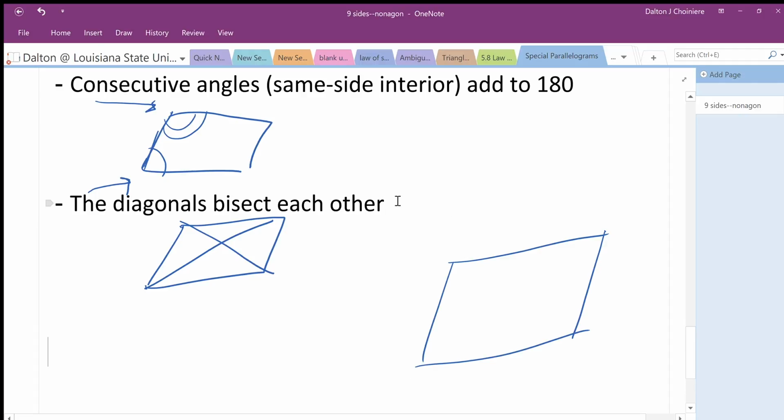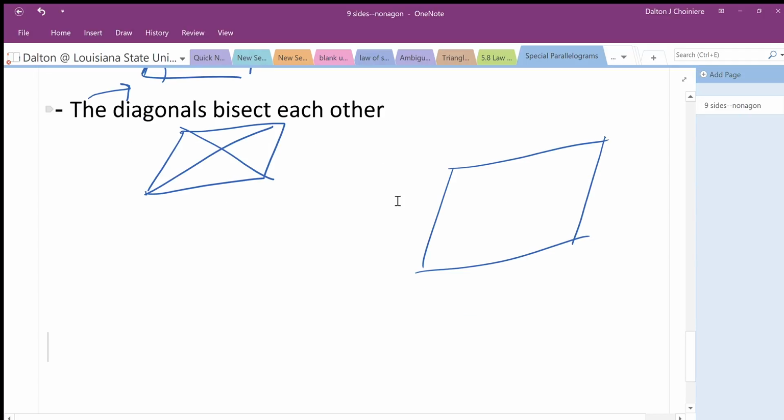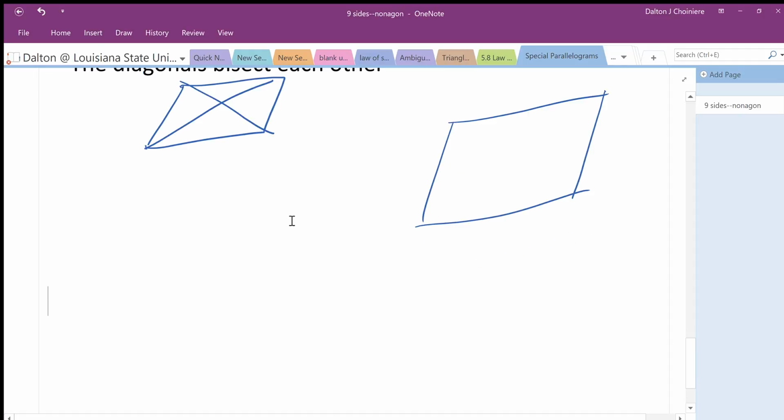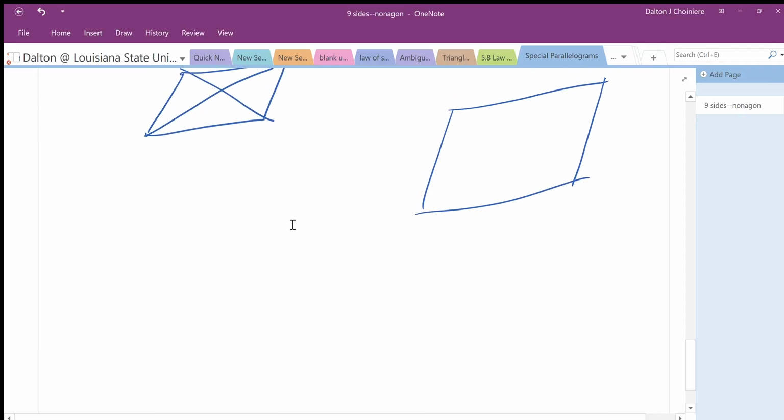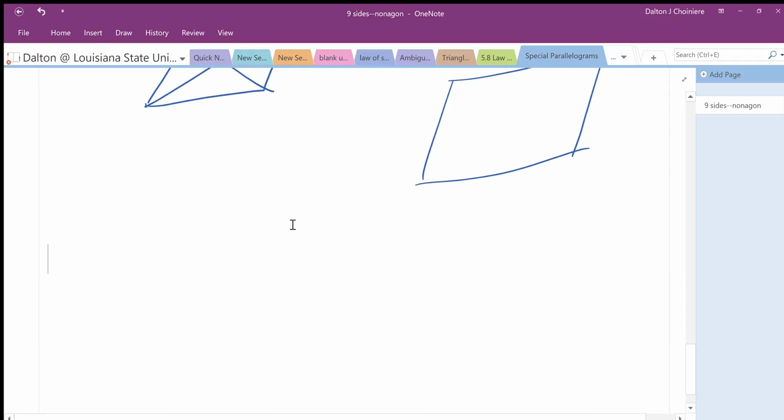Does anybody have any questions on parallelograms? Okay, so let me, how do I want to introduce this to you? Yeah, so do y'all have a sheet that says special parallelograms? Okay, awesome.